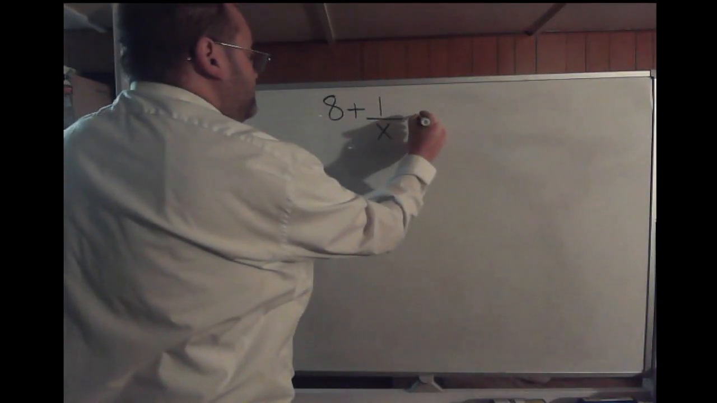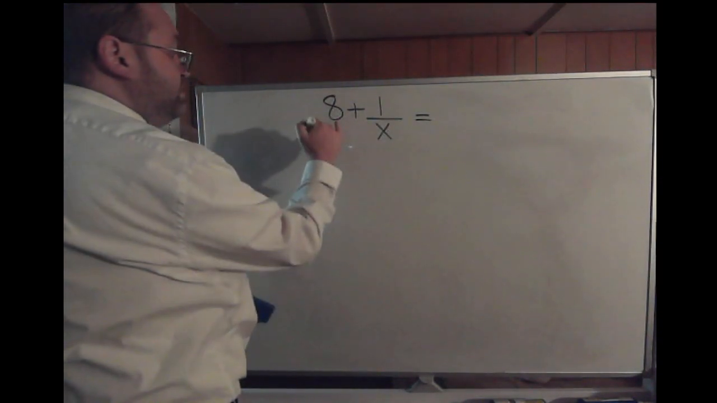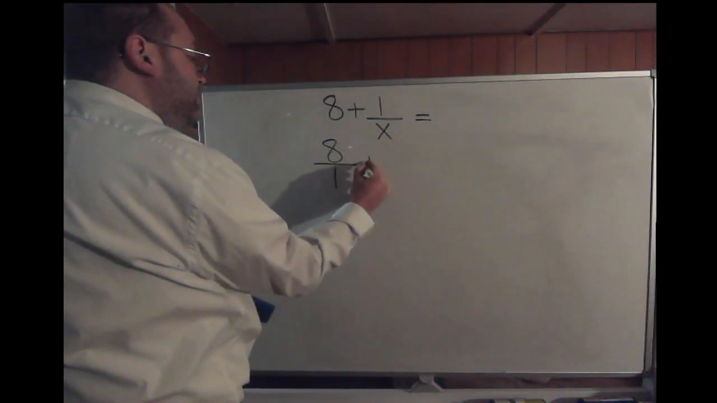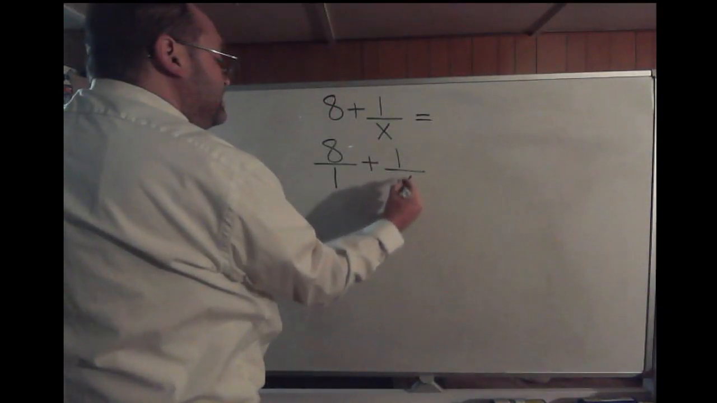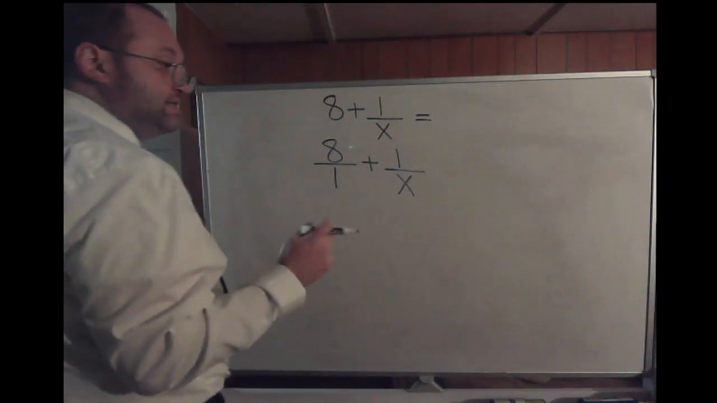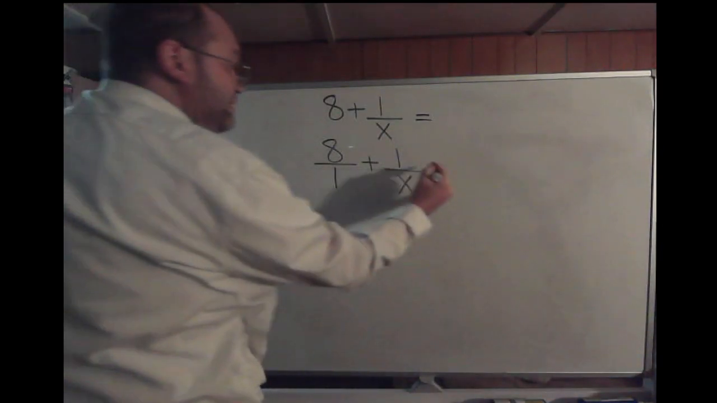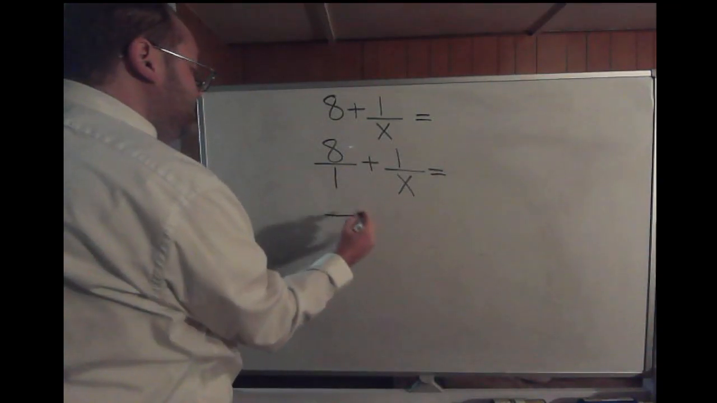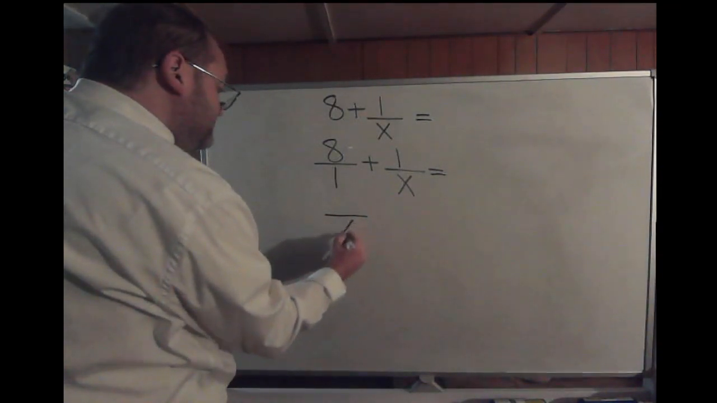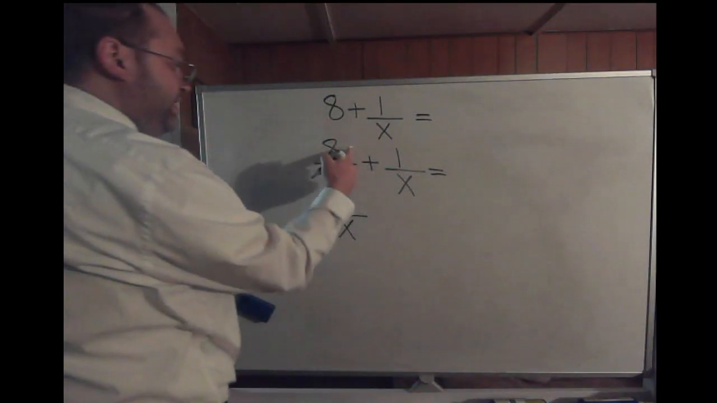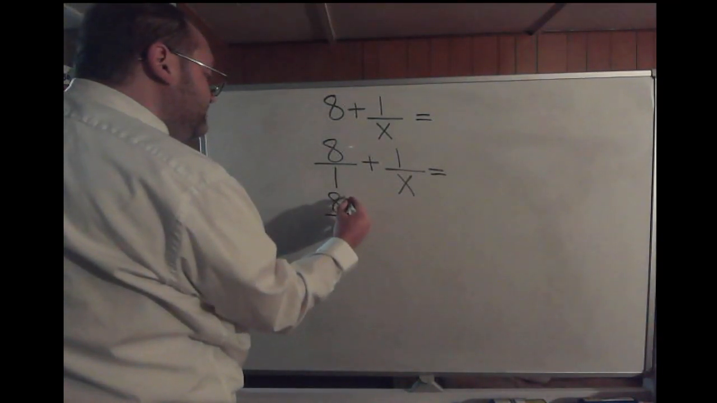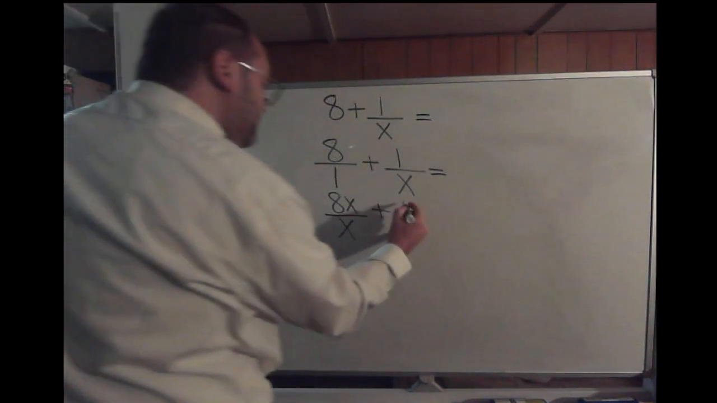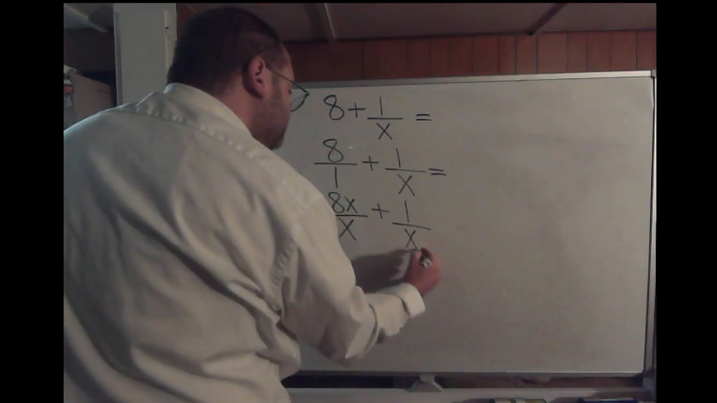If it helps you, you don't have to. Just know that 8 has a default denominator of 1. This would be the same as 8 over 1 plus 1 over x. Now, between 1 and x, you need to find the least common denominator, which would just be x. Well, what you're going to have to do to get 1 into x is multiply by x, which means you got to multiply the numerator of 8 by x. You would have 8x in the numerator, plus you already have your least common denominator with 1 over x, so you'd have 8x plus 1 over x.